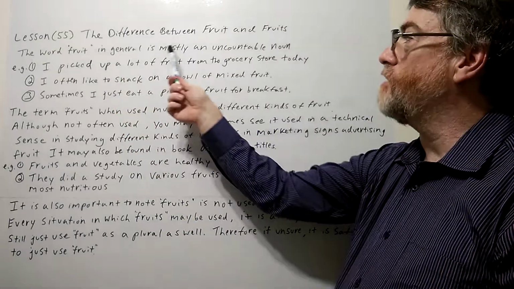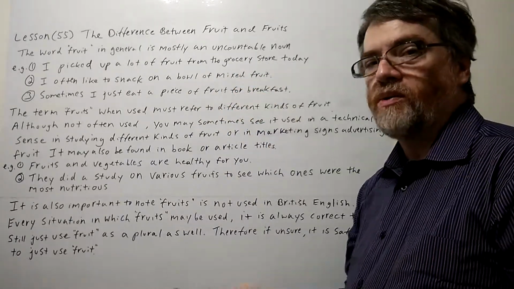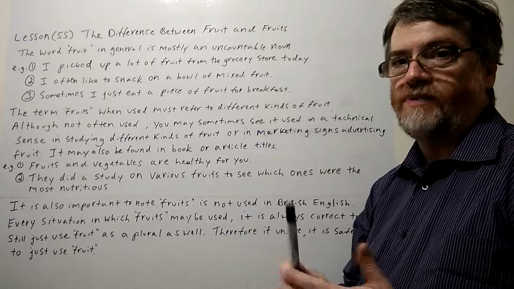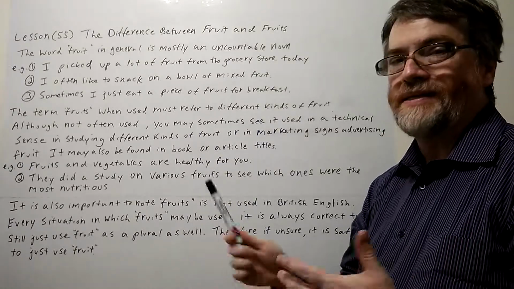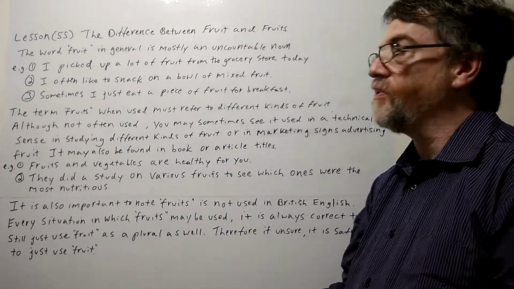The word fruit in general is mostly an uncountable noun, so you could probably always just use fruit as really the plural of fruit. It is the main plural. So let's take a look at the first few examples.